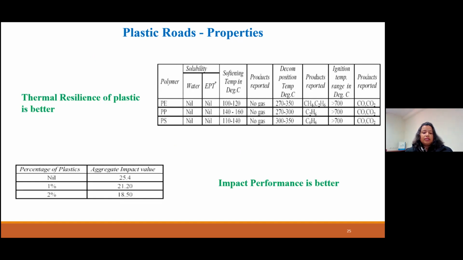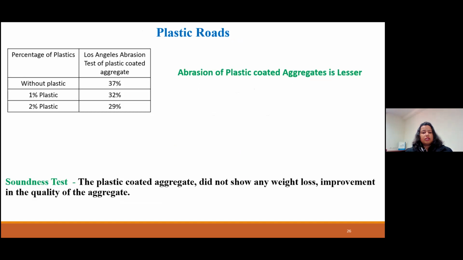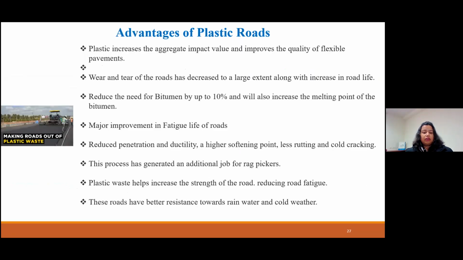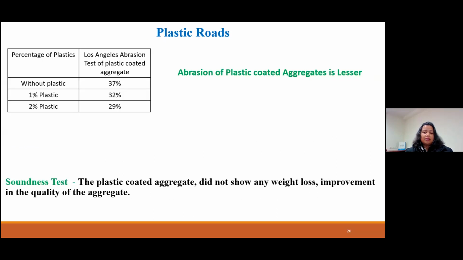Then you can see the aggregate impact value. It reduces the moment you increase the percentage of plastic from 1% to 2%. So the impact value is also showing a great improvement. Then you have Los Angeles abrasion. Again, the abrasion is lesser for those particular mixes which have more percentage of plastic. Even when you did the soundness test, they did not show any weight loss. So the quality of aggregate greatly improved when these plastics were added.